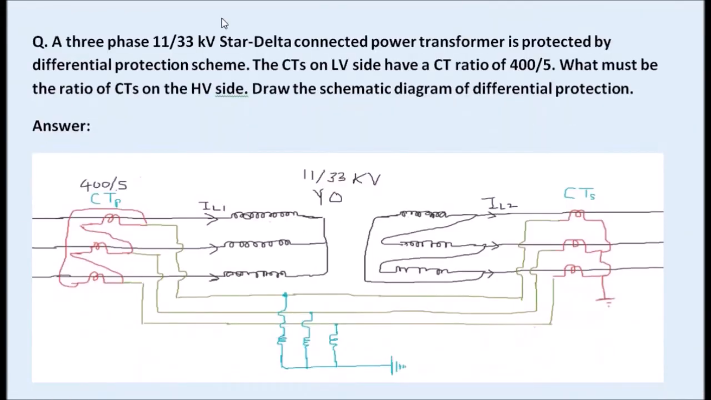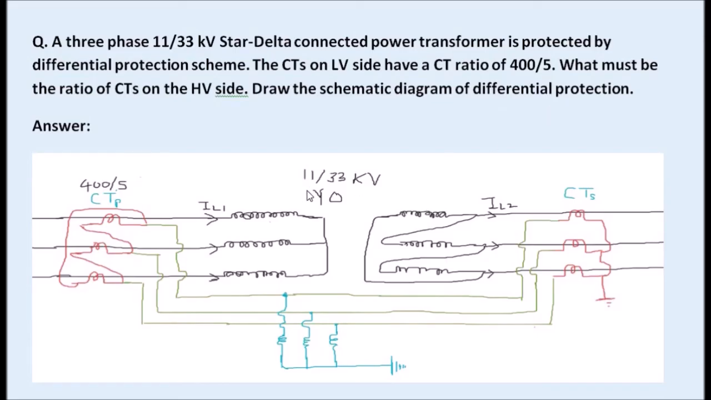Let us take another example. A 3-phase 11 by 33 kV star delta connected power transformer is protected by a differential protection scheme. The CTs on the low voltage side have a CT ratio of 400 by 5. What must be the ratio of CTs on the HV side? Draw the schematic diagram for the differential protection scheme.